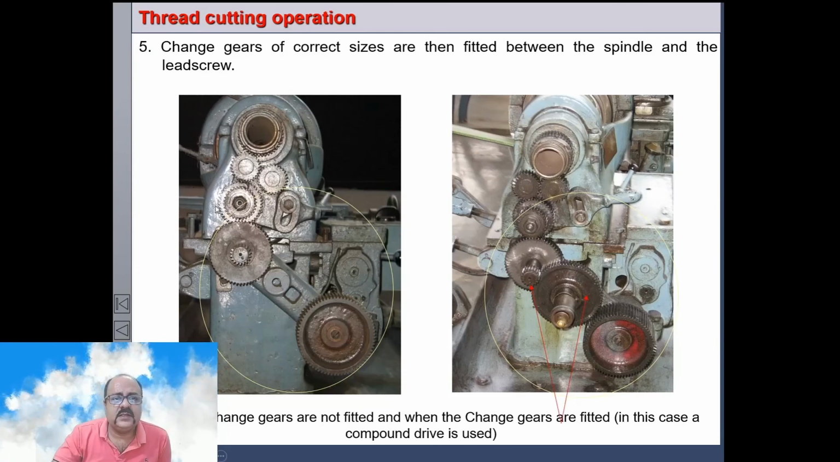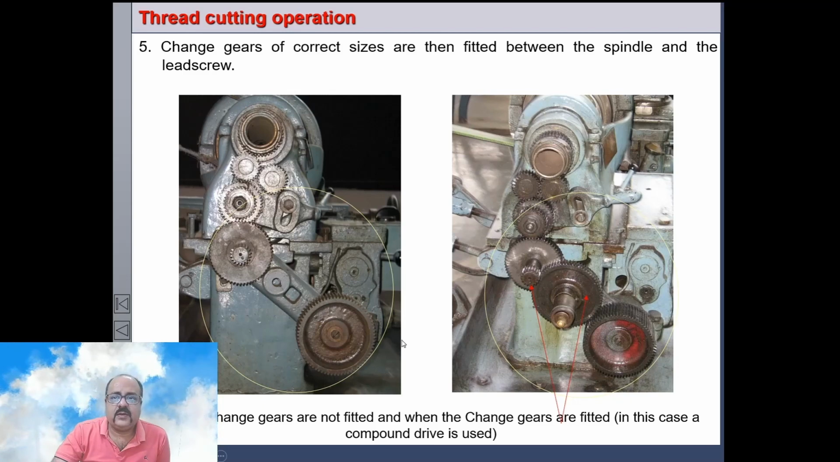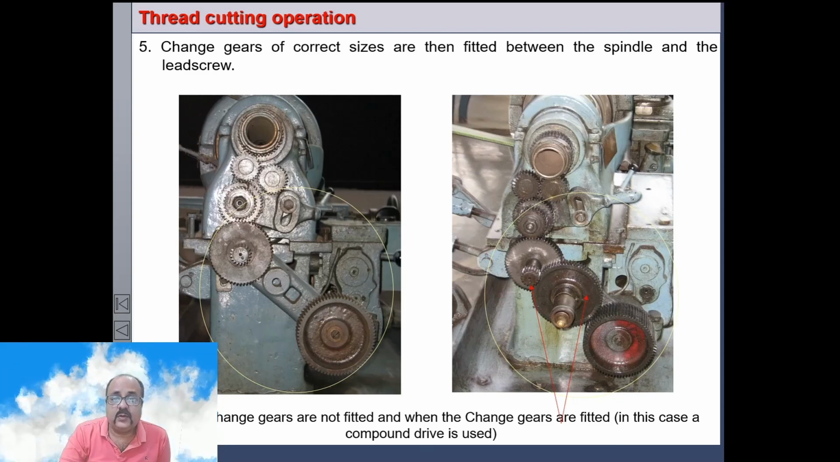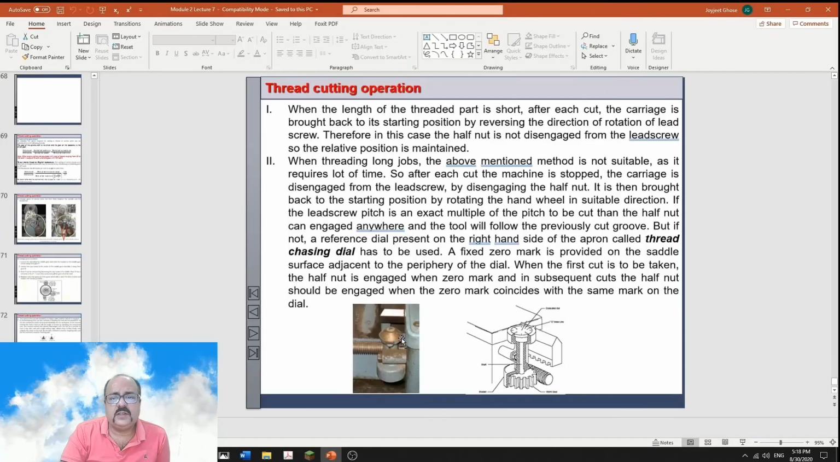In this manner, this is the headstock and this is the lead screw, spindle, and from here a gear train has to be maintained to cut a thread of particular pitch on the workpiece. So with this we come to the conclusion of the lathe machine.